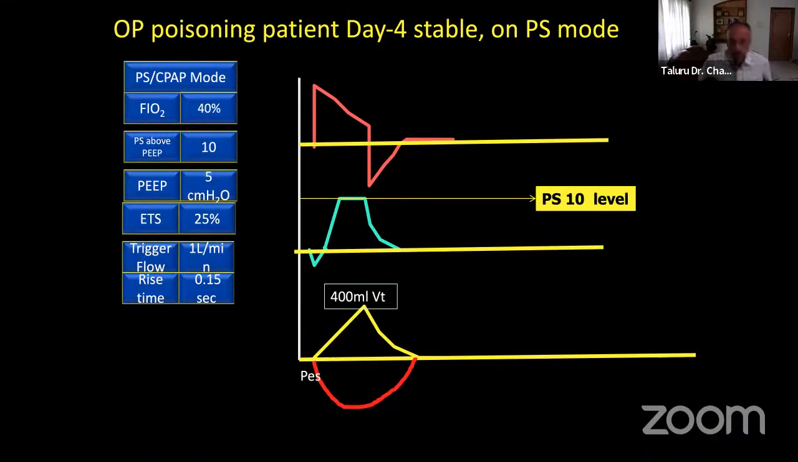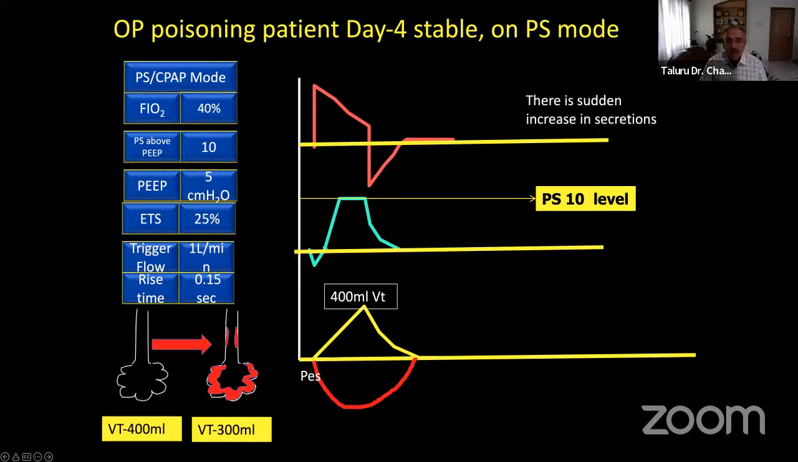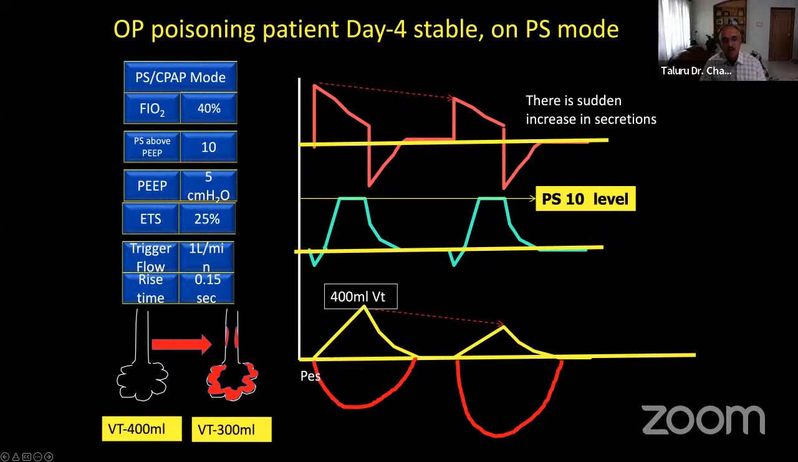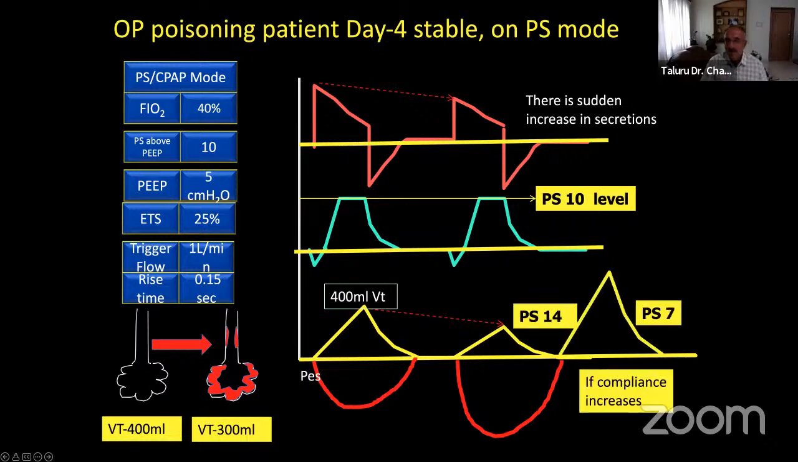See, now if I put a pressure support of 10, and the patient is generating 400 ml. If the lung goes bad for whatever reason, there is an aspiration or the lung has gone into pulmonary edema, then there is a sudden increase. So for the 10 pressure support, now he is going to produce 300 ml. Unless you increase the pressure support to 14, the tidal volume will not be maintained, just a number to make you understand. If the compliance increases, then the patient may generate 500, 600 ml. Then you have to decrease. This is the disadvantage of these 3 modes.